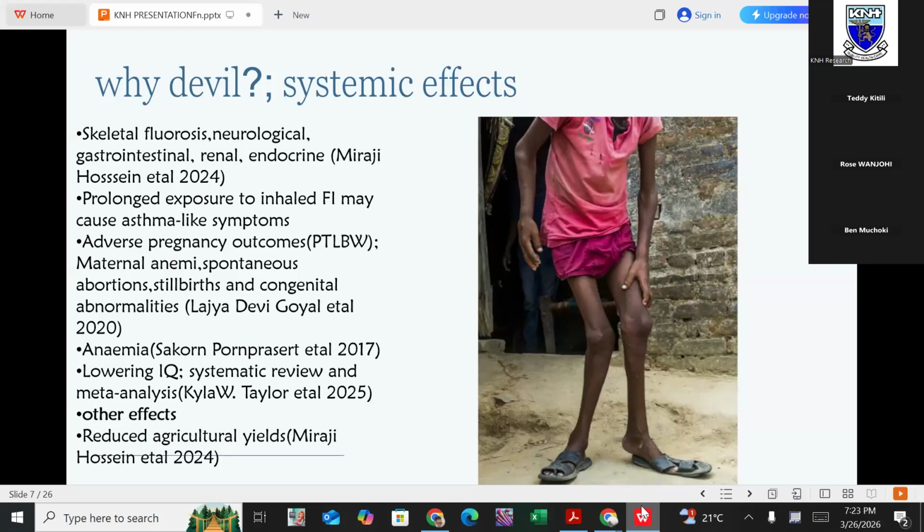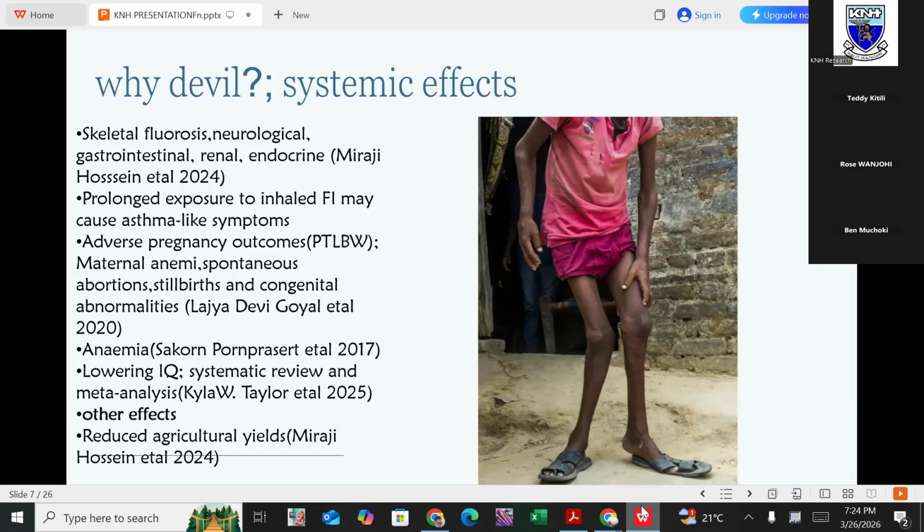We have a lot of work that has been done to show adverse pregnancy outcomes, for example, preterm and low birth weight babies, spontaneous abortion, stillbirths, a lot has been done. You can Google and you see that there's a lot of research that links high fluoride exposure to adverse pregnancy outcomes. We also have GIT issues.